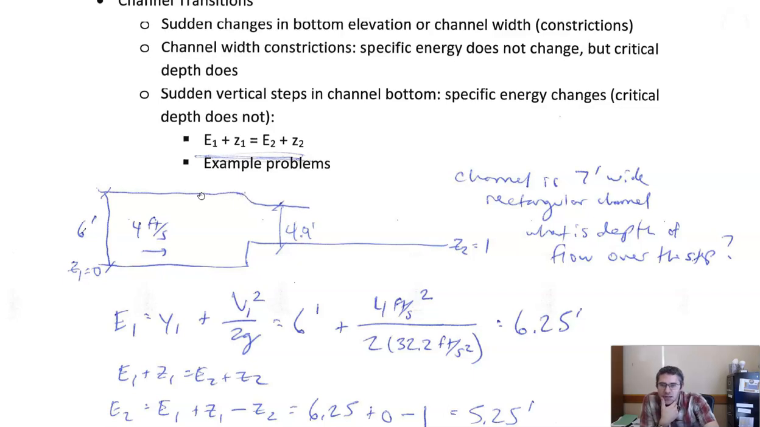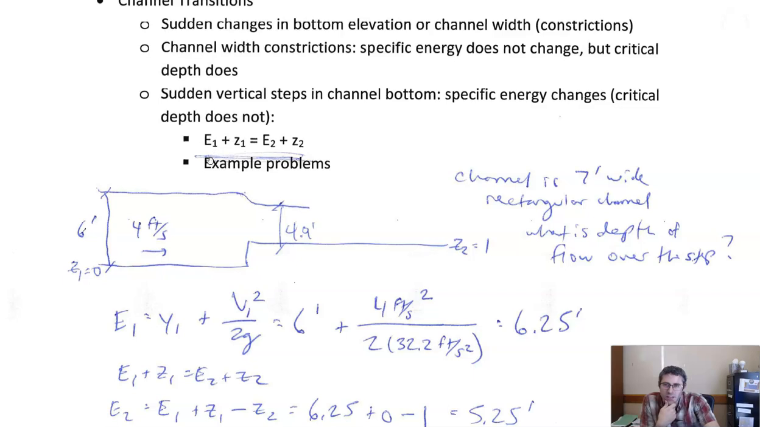If the depth didn't change, if this kept going straight, and it's 6 feet here, and we go up a foot here, then it would be 5 feet here. But it does change, and it actually lowers to 4.9 feet. Why? Well, you'll see, but the velocity is going to go up, and so some of that energy goes into velocity and drops the depth. So we're saying through a step, the specific energy changes.